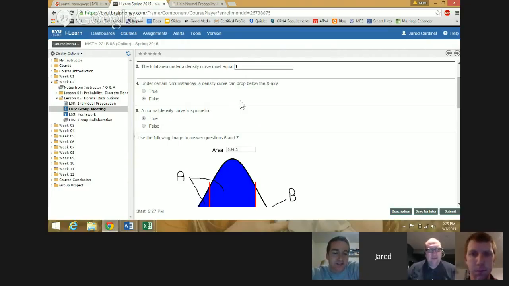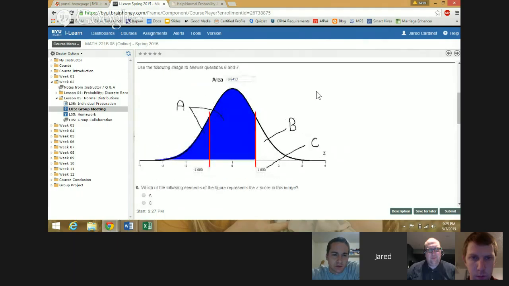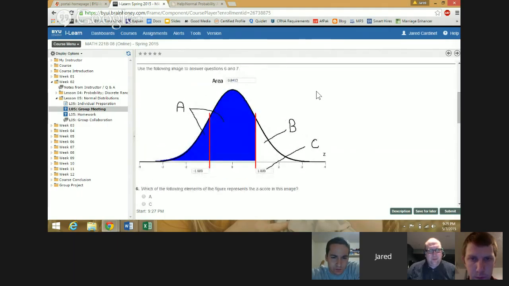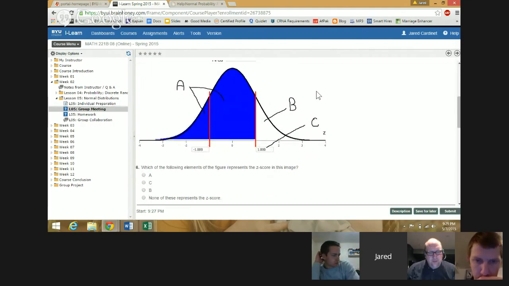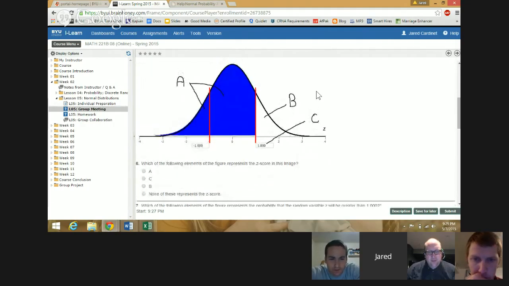Under certain circumstances, a density curve can drop below the x-axis. That's false, right? Correct. Normal density curves are symmetric. True. All right, use the following image to answer 6 and 7. Which of the following elements of the figure represents the z-score in this image?